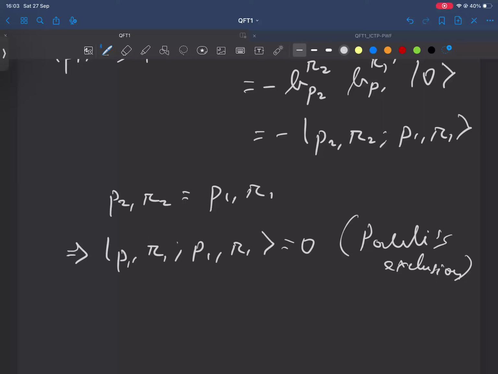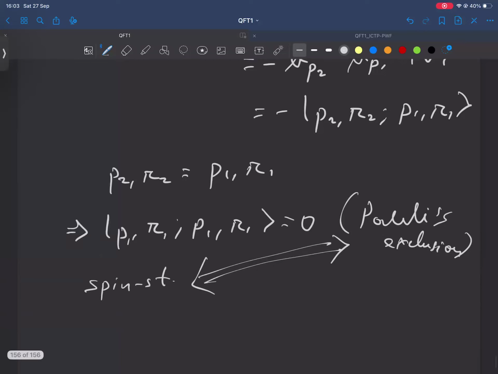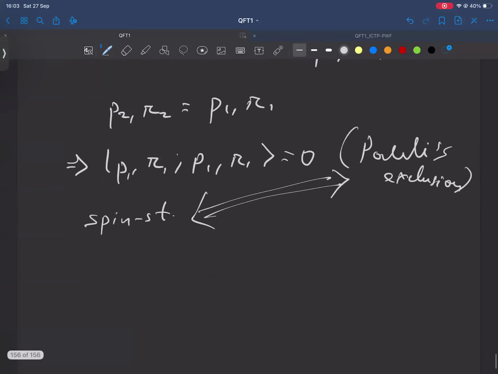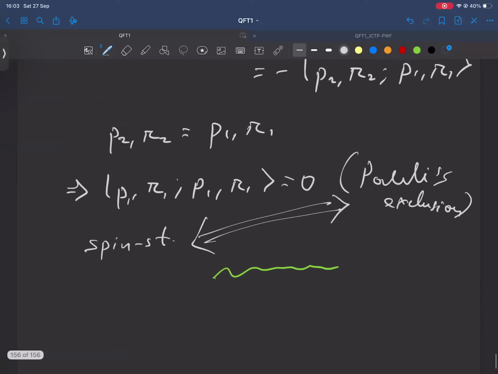So this is what is called the spin statistics theorem, which is essentially the field theoretic version of the Pauli exclusion principle. If you have integer spins, then they will satisfy commutator relations. If you have half-integer spins, they will satisfy anti-commutator relations. So we saw a little bit of that.